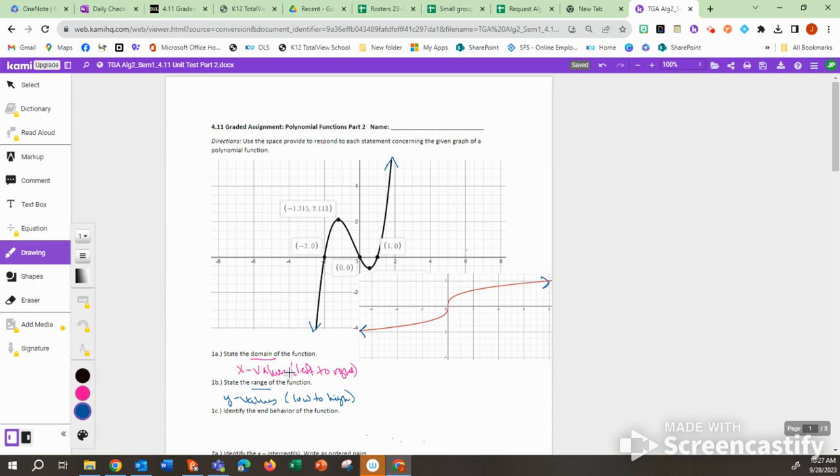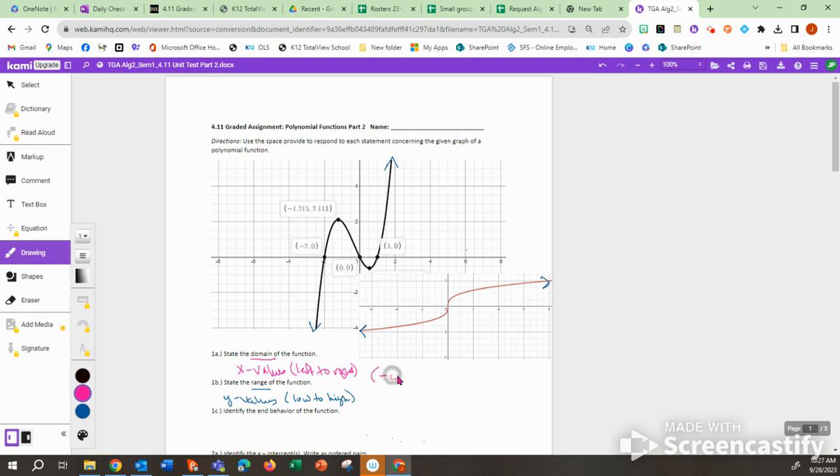So when we're looking at our domain, we're looking at how far this red graph goes to the left. So it goes forever to the left because of the arrow. I can't tell where it's going to stop on the x-axis. So this looks like -4. This looks like -6, and it's going to go -8, -10, and it's just going to head out all the way to the left. And so we know that's -infinity.